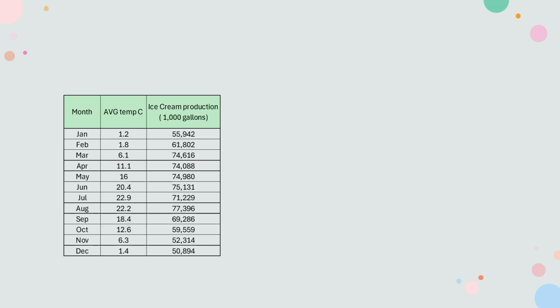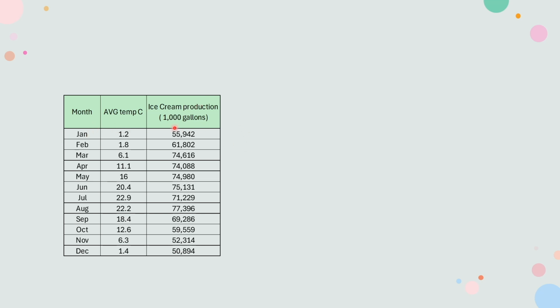Now let's look at this data. This table shows the average temperature per month of a very cold country. So in summer, it goes up to 22 degrees. There's 22.9, and it's quite high for them. And the warm temperatures are from June to August. And in wintertime, it goes as low as 1.2 degrees Celsius.